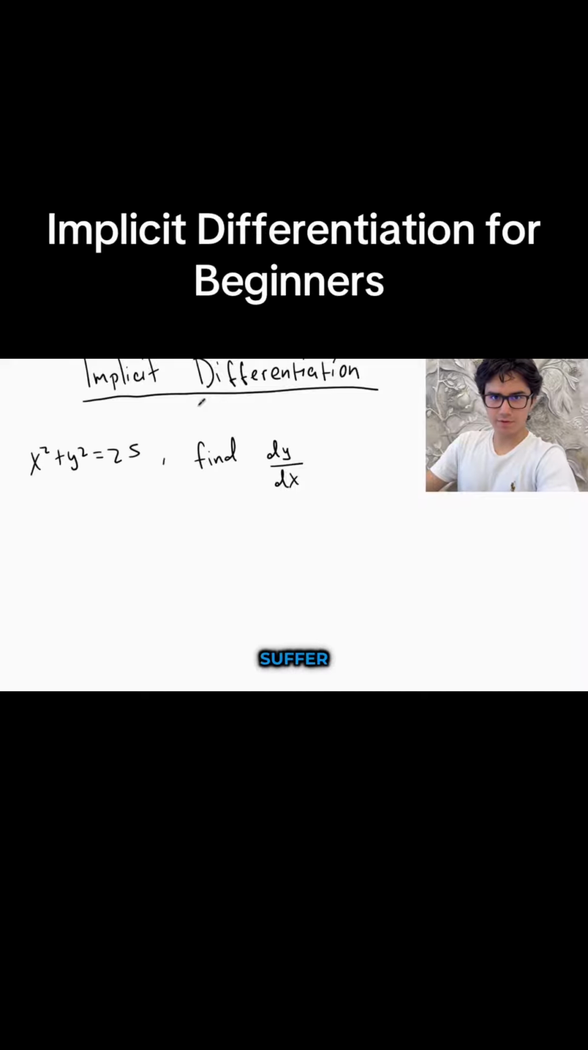A lot of high school students suffer with this topic, implicit differentiation. Honestly, it's not that deep. Let's get started. So suppose we have an expression given that x squared plus y squared is equal to 25.